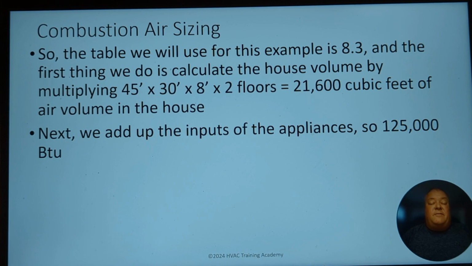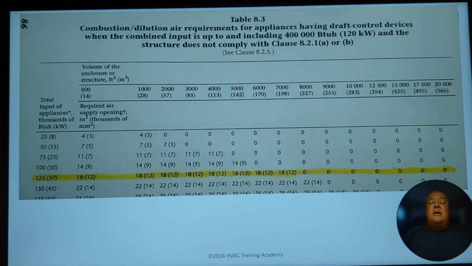So we're going to have 125,000 BTUs. We want Table 8.3, and if you come down here on the left-hand side, you'll see the total input of the appliances combined is going to be 125,000 BTUs. We then start moving across, and when we look at 125,000 BTUs, you'll see the first column over has an 18 and then a 12 in brackets, right?